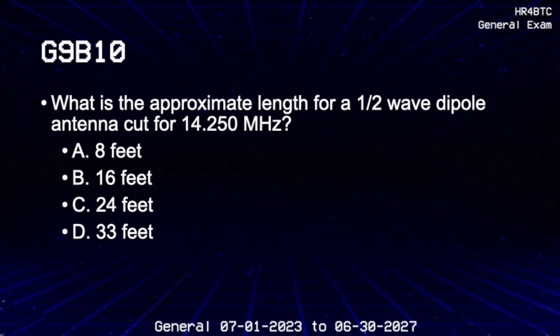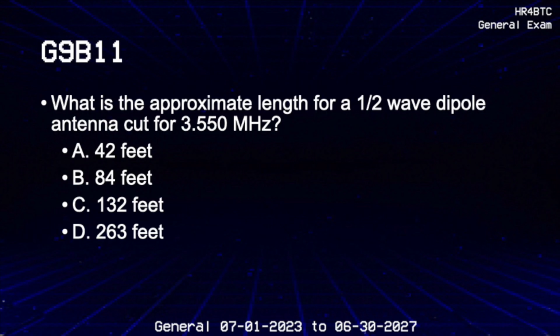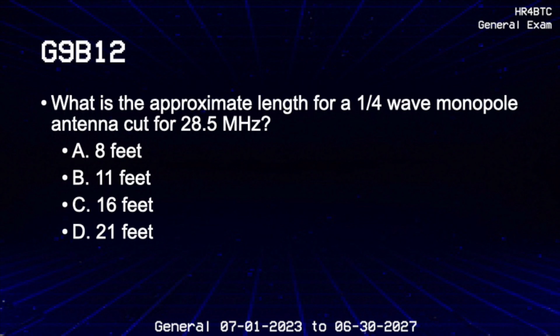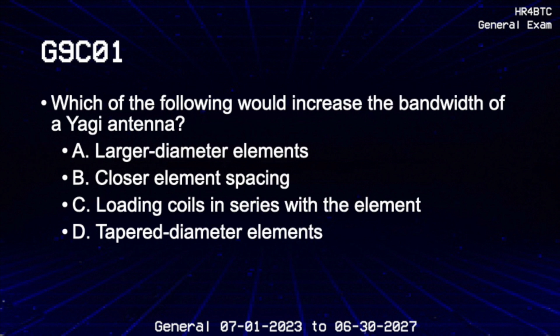What is the approximate length for a 1/2 wave dipole antenna cut for 14.250 MHz? 33 feet. What is the approximate length for a 1/2 wave dipole antenna cut for 3.550 MHz? 132 feet. What is the approximate length for a 1/4 wave monopole antenna cut for 28.5 MHz? 8 feet. Which of the following would increase the bandwidth of a Yagi antenna?